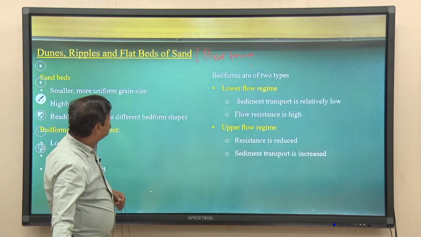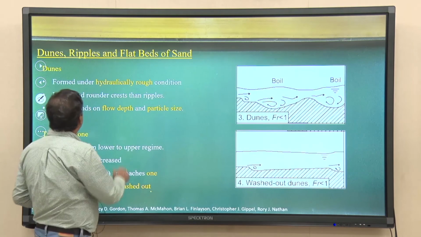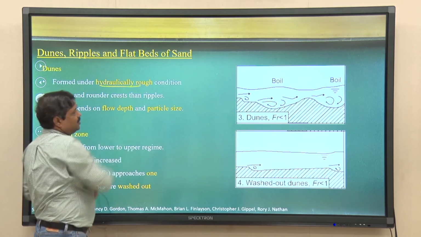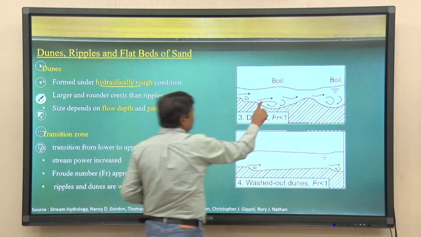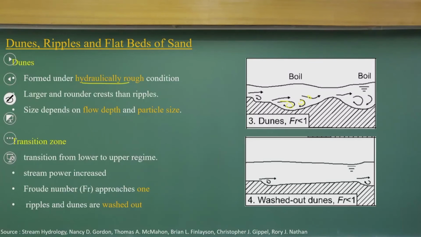But in the case of dunes, hydraulically rough conditions will come. If you increase further, you will have the dune shapes, like the sand dunes in the desert. The same conditions happen at river bed levels. At river bed levels, you will have dune formations, as you have seen the dunes in the desert, the same conditions will happen, and you will have eddy formations at the back of that.